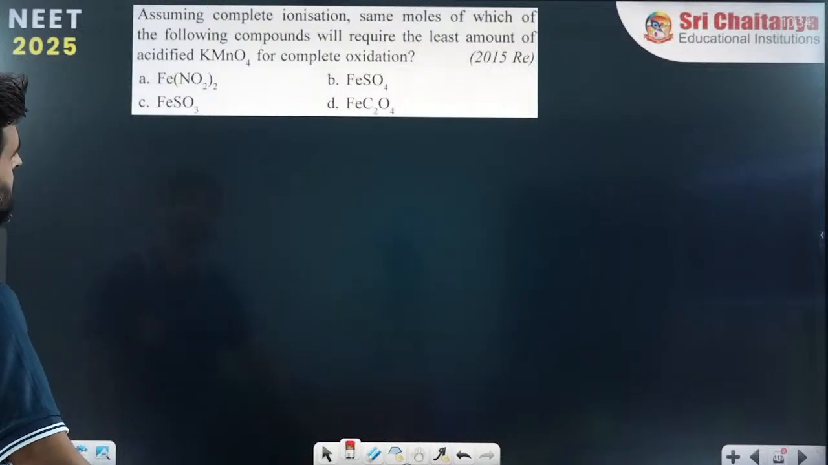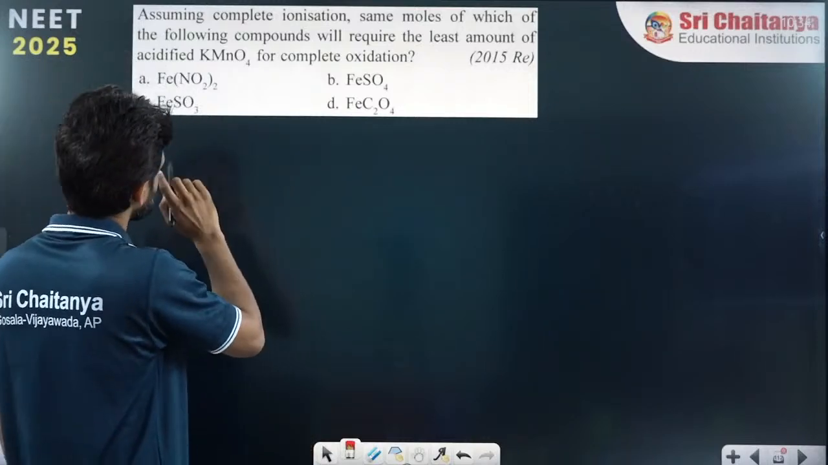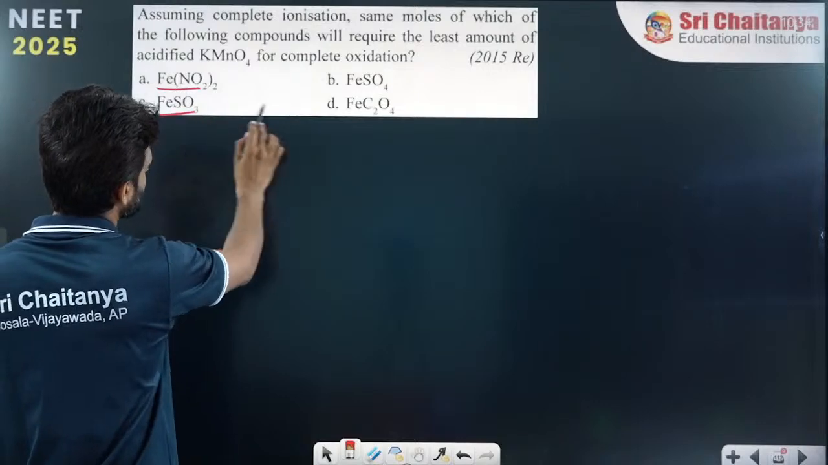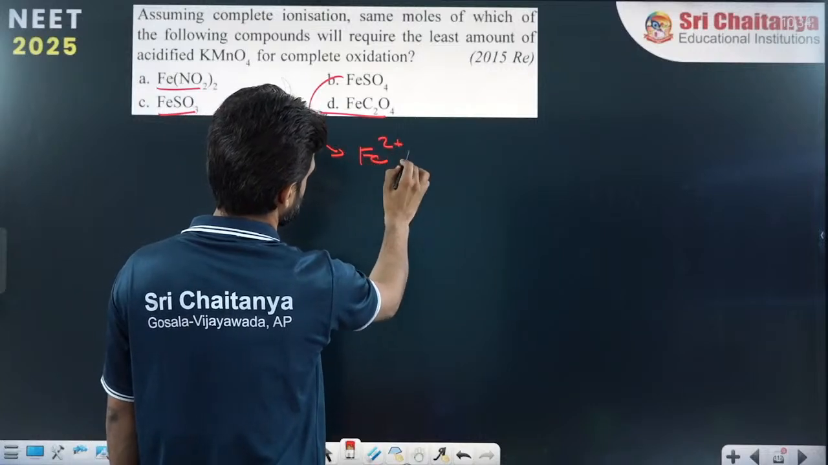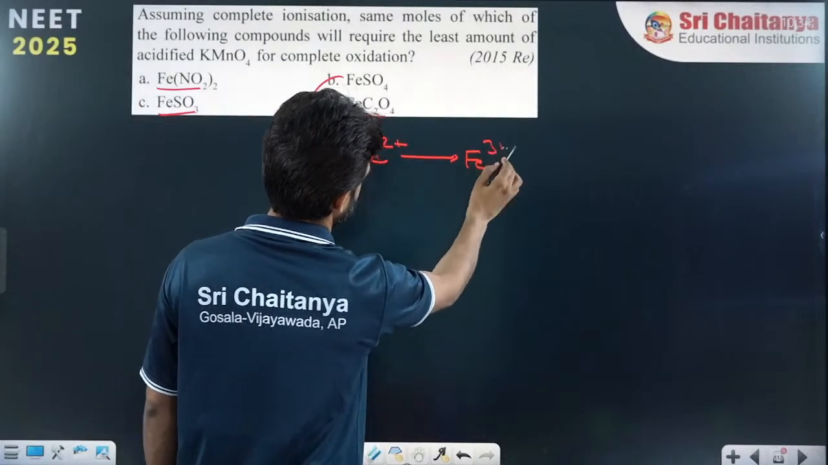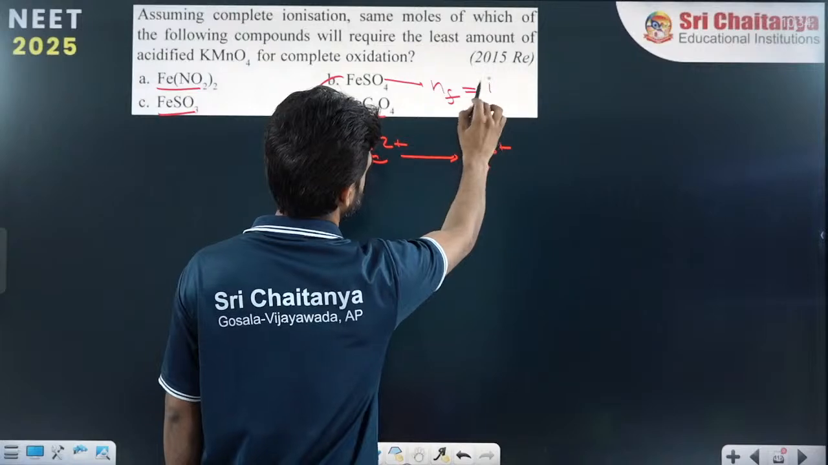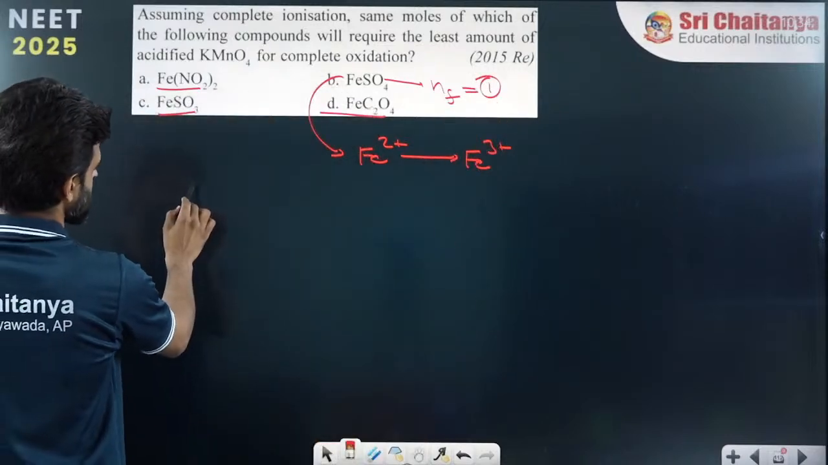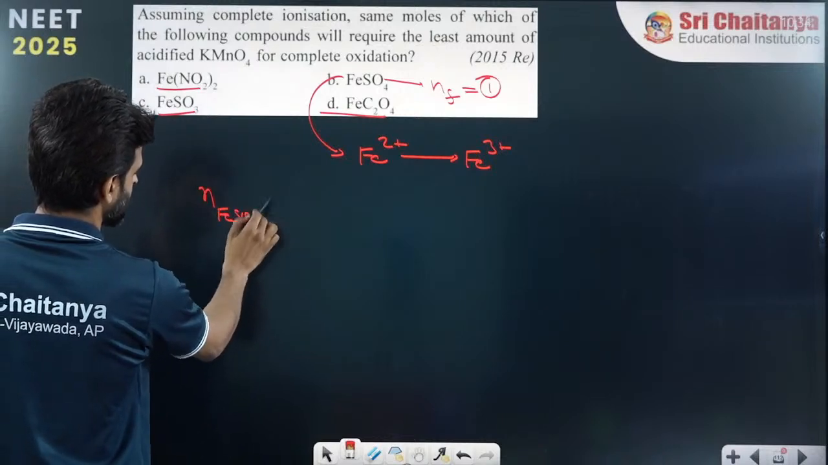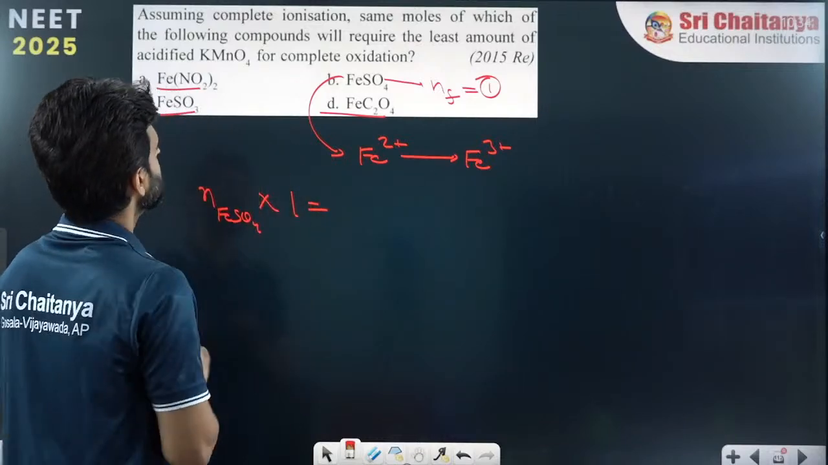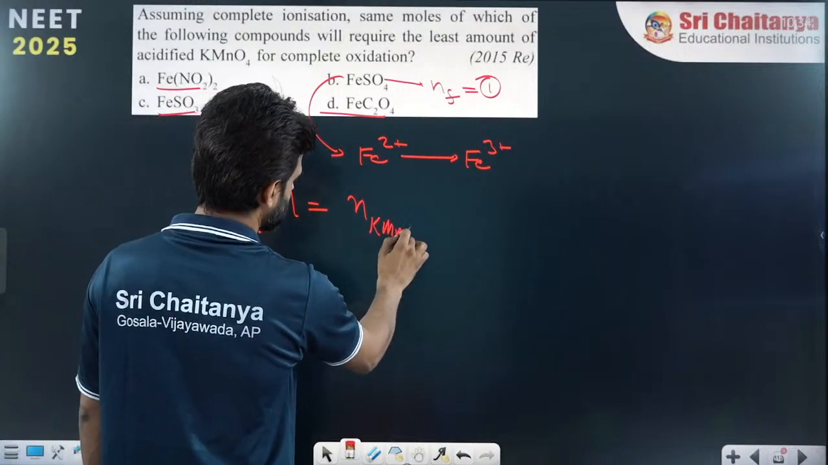Assuming complete ionization, the same moles of which of the following compounds will require the least amount of acidified KMnO4? If you look here, these things have a high value of n factor. Look here: Fe plus 2 is oxidized to Fe plus 3. Sulfur is already at maximum plus 6. So its n factor is how much only? 1. Now you see, if I say number of moles of FeSO4 into its n factor, how much only? 1. And KMnO4 moles, I am taking KMnO4 moles, in acidic medium, how much n factor? 5.